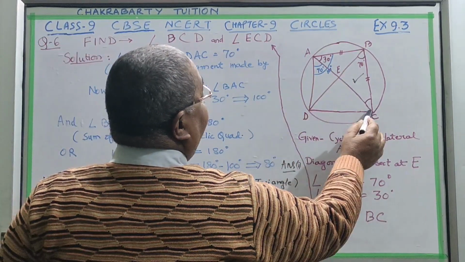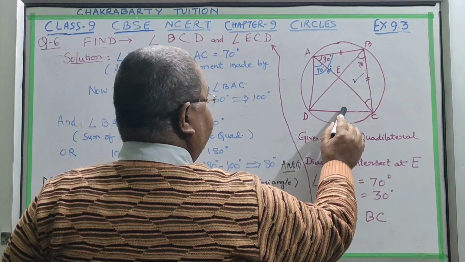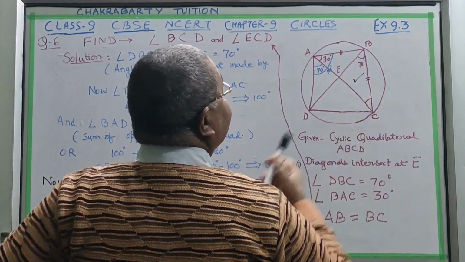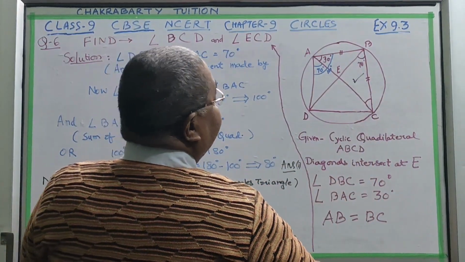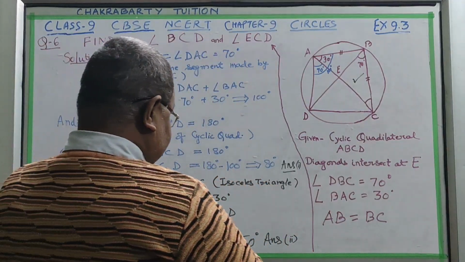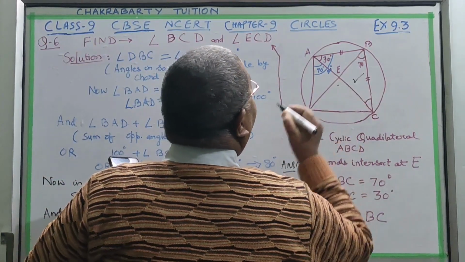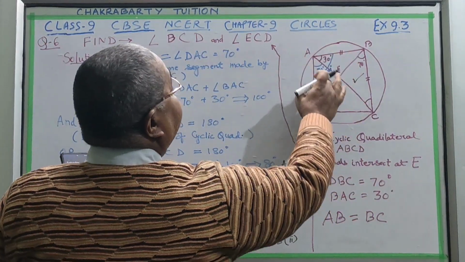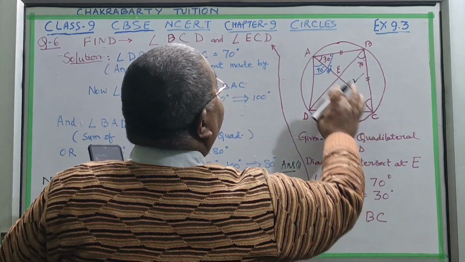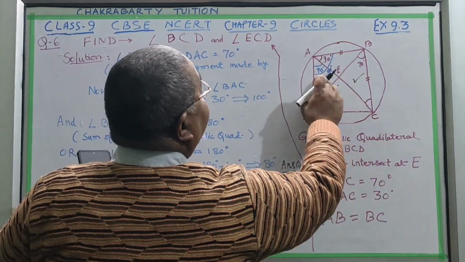You see, DC is a chord, and of this chord, one side of the circle is this one and another is this side. So angles in the same segment: this angle A and angle B are made by the chord DC. So this angle and this angle will be equal. That's why angle DAC will be 70 degrees.